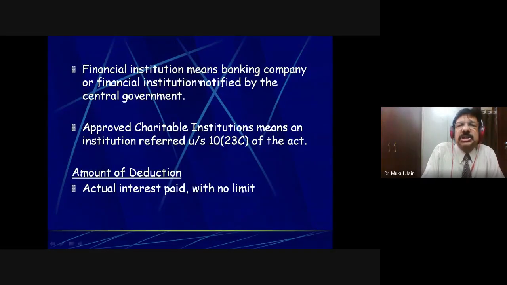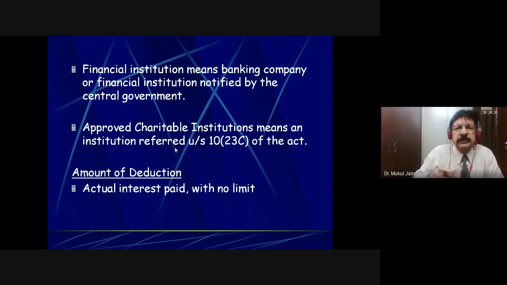Next, financial institution means it should be banking company or financial institution notified by the central government. You cannot take loan from some individual. That will not be eligible. It should be a proper bank or some other financial institution which is approved by the central government, or it may be some charitable financial institution also. Approved charitable institution means an institution referred under section so and so. So under Income Tax Act, that charitable institution should be approved institution. Charitable institution में क्या होता है, वो loan देते हैं, but they give it at a very subsidized rate of interest.